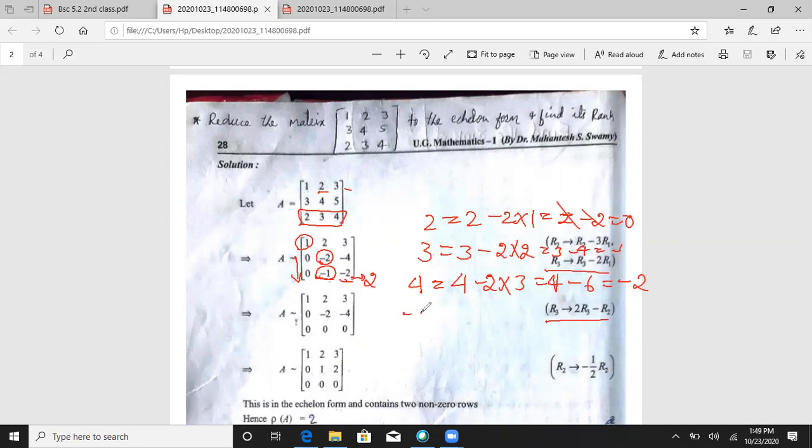R3 equal to R3 plus 2 R1. That is, 2 into R3, where minus 1 is there, minus 1 into 2 is minus 2, minus 2 minus 2, that is plus 2, that is 0. Next come to here: 2 is there, minus 2, minus 2 into minus 2 is plus 4, then minus 4, plus 4 and minus 4 is 0. This is our 0.